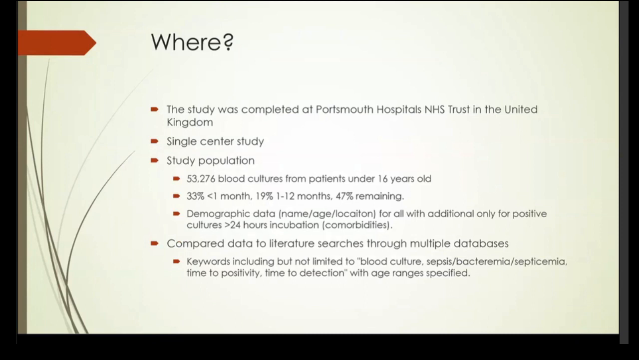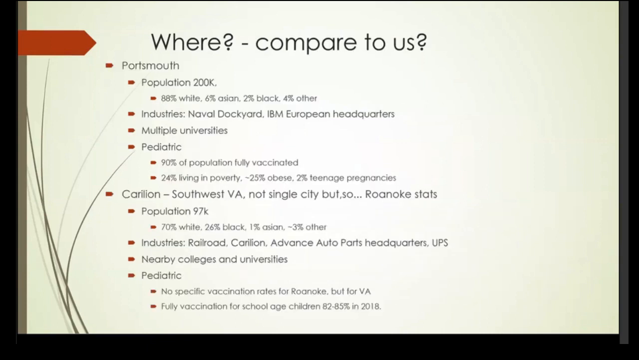53,000 blood cultures were obtained from patients under 16 years old. A third of them were from neonates, 20% were from 1 to 12 months, and the remaining were from those older than 12 months. And so they obtained demographic data for all of those patients, with additional comorbidities for any which had a positive blood culture after 24 hours. And then they compared all that with their own database searches. So, like I said, comparing this journal and who they looked at to what we have in this area, if we're going to look at a journal to apply to our own patient population.